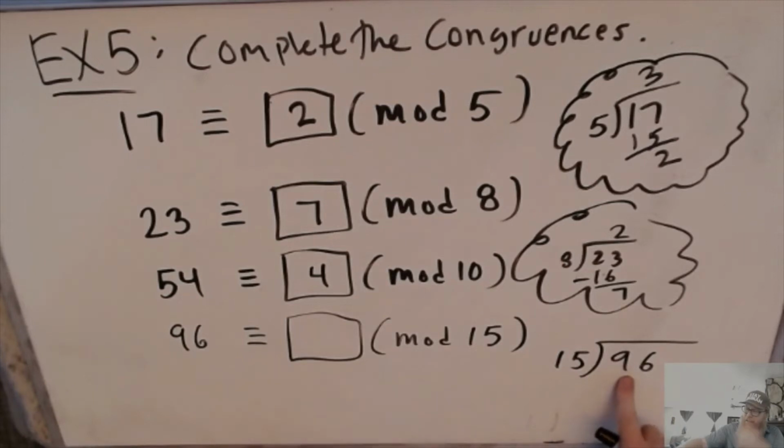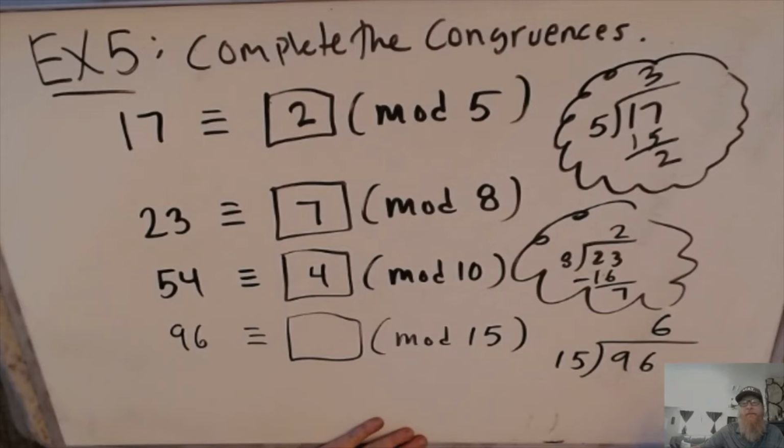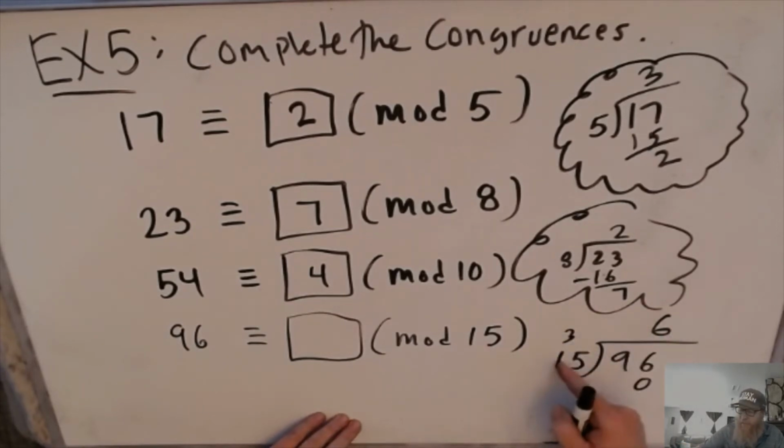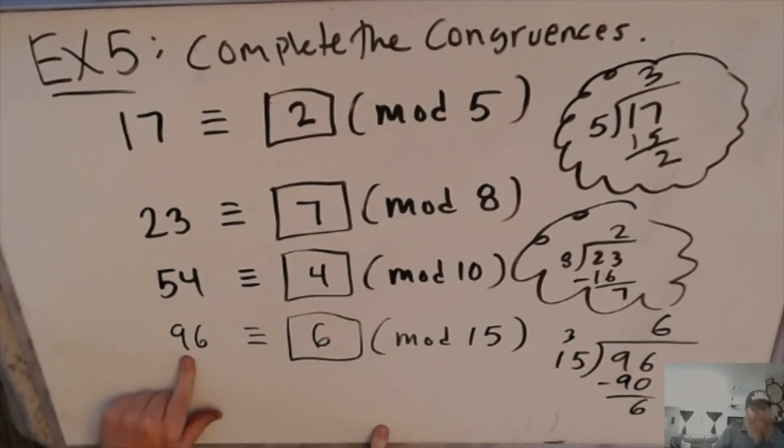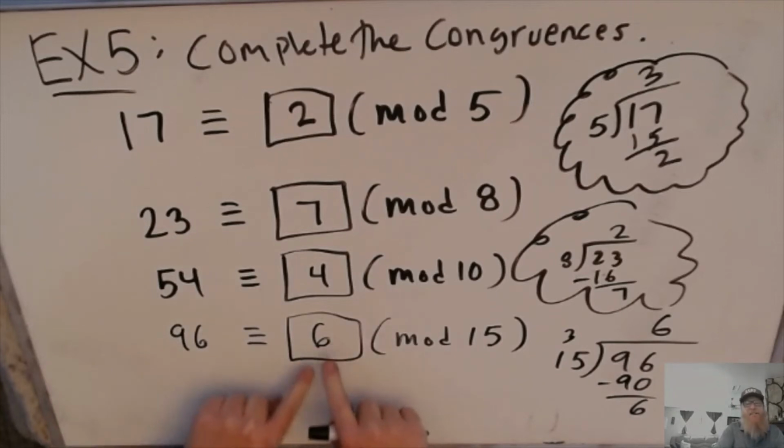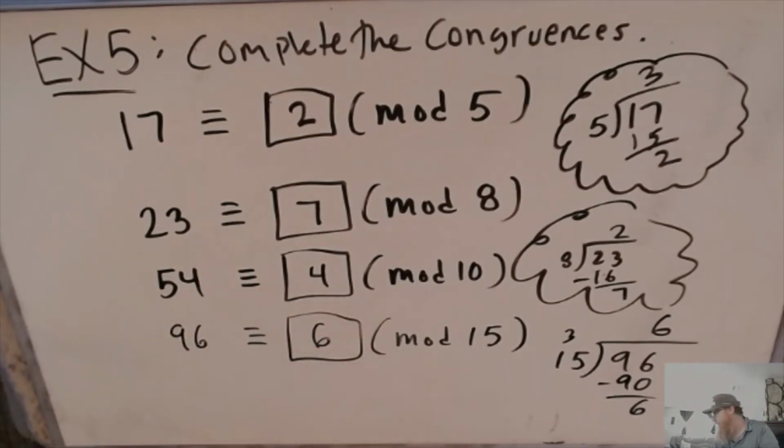15 goes into 96. How many times? I don't know. Just guess. 5 times? Maybe 6 times? 5's a little shy. 7's too much. Remember Goldilocks? Just right. 6 times 5 is 30. Carry the 3. 6 times 1 plus 3 is 9. Just right. Remainder 6. So 96 acts like 6. It's congruent to 6.